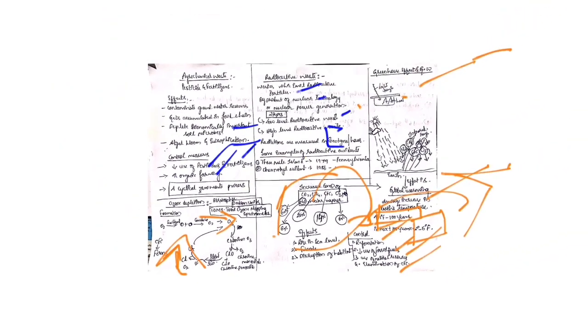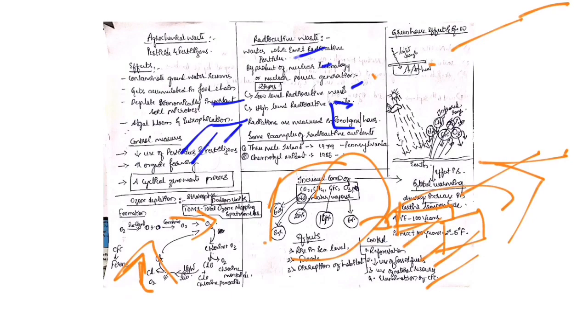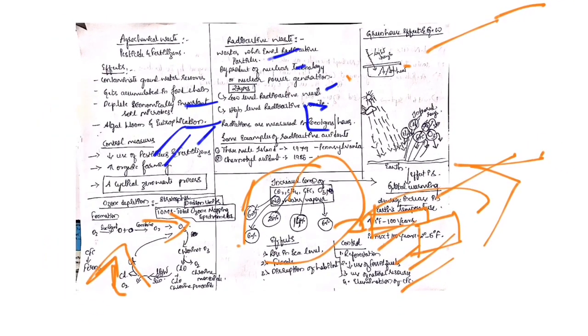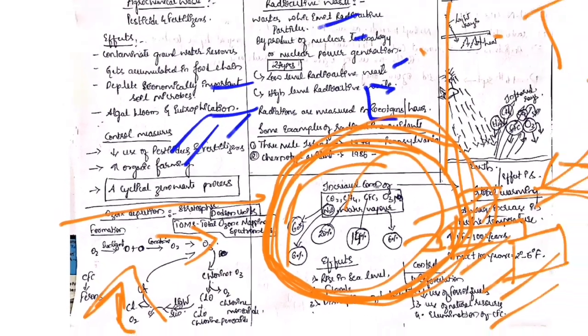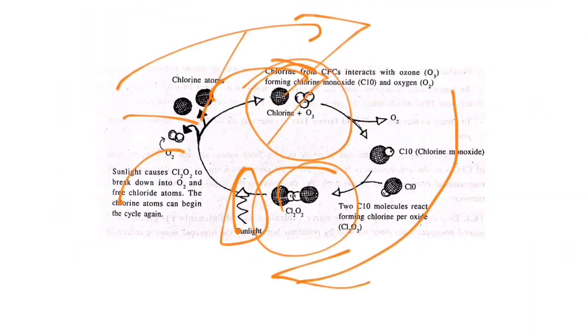So this is about agrochemical waste, radioactive waste, and greenhouse effect and global warming. Very important are the greenhouse effect, global warming and ozone depletion. The greenhouse effect is a natural process, and its adverse effect is global warming. Due to the increased concentration of greenhouse gases, there is global warming. You need to know the different greenhouse gases and the contribution of each. Carbon dioxide is the major contributor. Next is ozone depletion: how ozone formation takes place, how ozone depletion takes place, and how the ozone hole is formed.